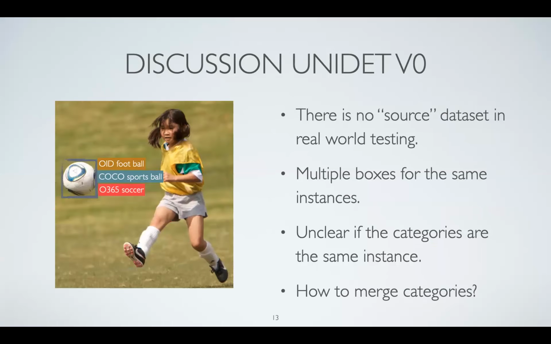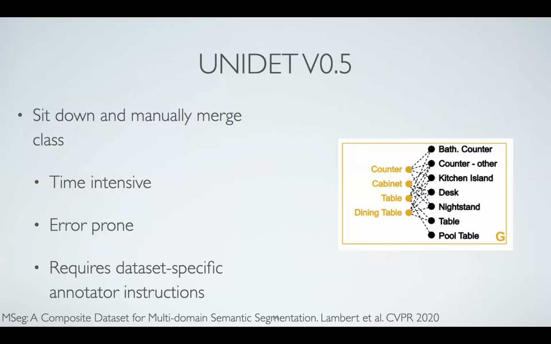What makes it more complicated is that a class may have different names across datasets. Like an Open Images football is labeled as sportsball in COCO and soccer in Objects365. So how do we merge these categories? A straightforward solution is to sit down and merge manually. This has been done in MSeg for semantic segmentation. However, this is time-intensive, error-prone, and requires dataset-specific annotator instructions to do well.